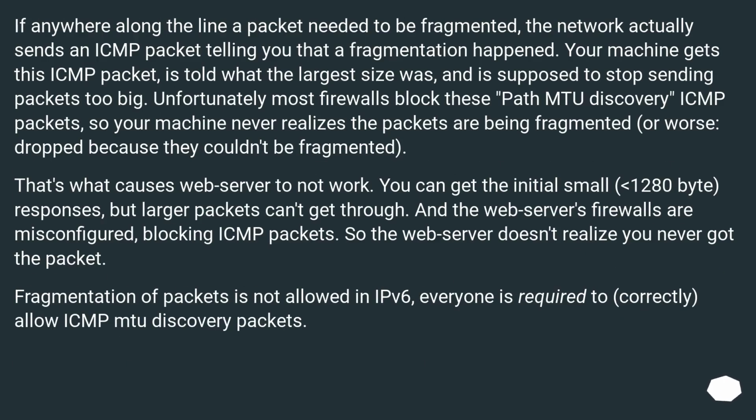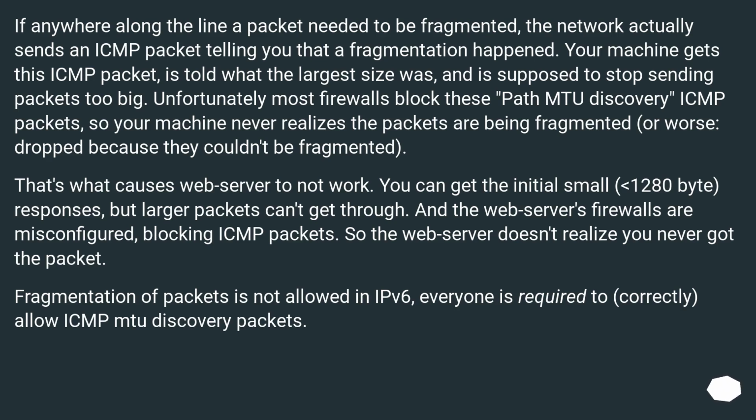If anywhere along the line a packet needed to be fragmented, the network actually sends an ICMP packet telling you that a fragmentation happened. Your machine gets this packet, is told what the largest size was, and is supposed to stop sending packets that are too big. Unfortunately, most firewalls block these path MTU discovery packets, so your machine never realizes the packets are being fragmented, or worse, dropped because they couldn't be fragmented.